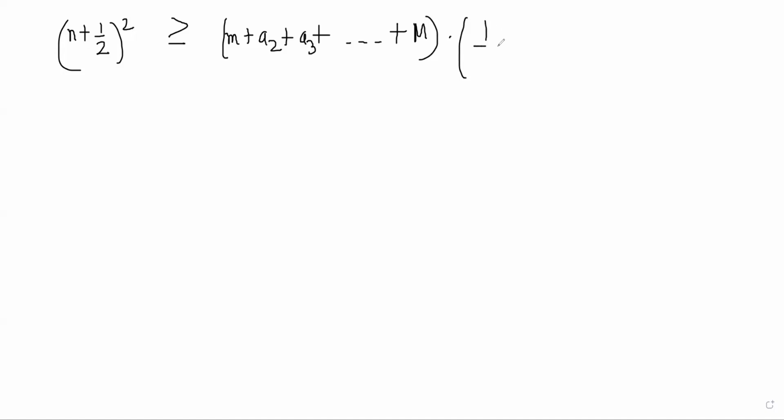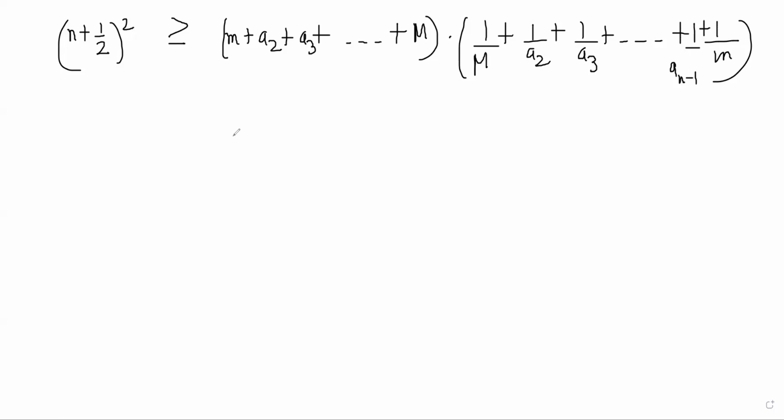We have (n plus half) whole square is greater than or equal to, I can rewrite it as m plus a2 plus a3 till capital M. And here I can start with 1 by capital M and then write 1 by a2, 1 by a3, and so on till 1 by m, right? So I get 1 by an minus 1 here, 1 by an minus 1 here. I've just exchanged the terms here, 1 by capital M first and 1 by small m later. And now I'll apply Cauchy using this as the mod u square and this as the mod v square. So it will be greater than (u dot v) square, right?